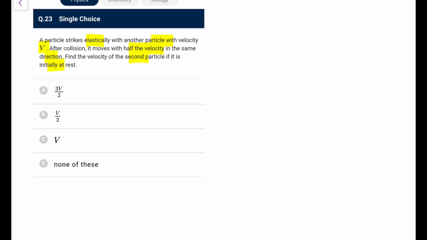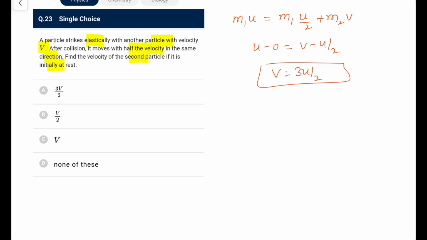Let's do it again. Another particle, so let's say the first one is m1u, and the second was at rest, so it was 0. That would be equal to m1 in the same direction with half, that is u by 2, plus m2v. And from velocity of approach equals velocity of separation, u minus 0 would be equal to v minus u by 2, so v comes out as 3u by 2. So directly I can say, I need not write the first equation, v would be equal to 3u by 2, or 3v by 2 as per the question, option A.